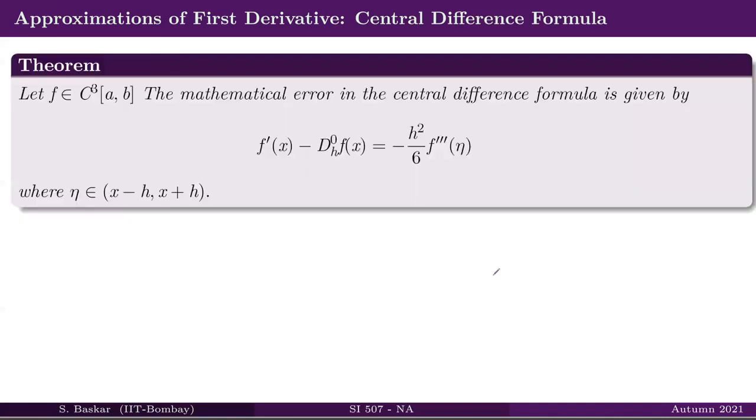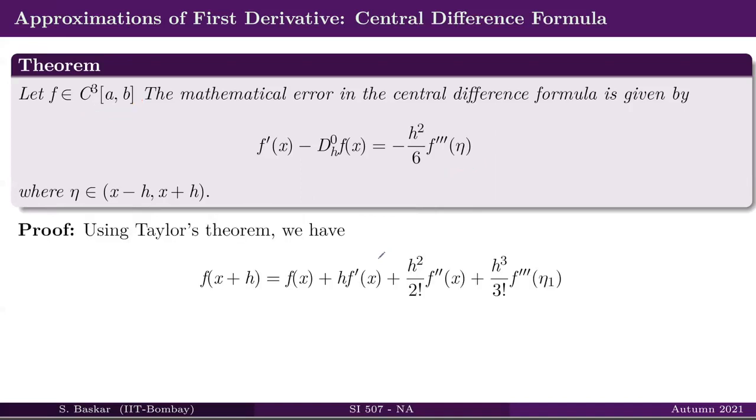Let us try to derive the mathematical error expression for the central difference formula. In this case, we have to assume that f is thrice continuously differentiable on the interval AB. Then the expression for the mathematical error involved in the central difference formula is given by minus h square by 6 into f triple dash of eta, where eta lies between the points x minus h and x plus h. How to prove this? Well, again, it is a simple application of the Taylor's theorem.